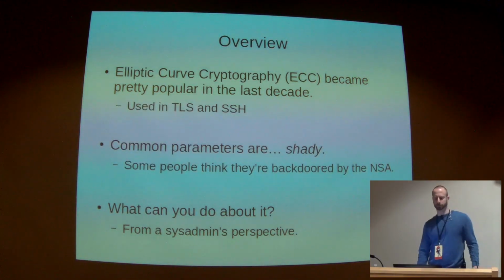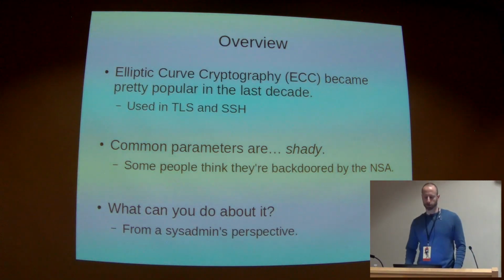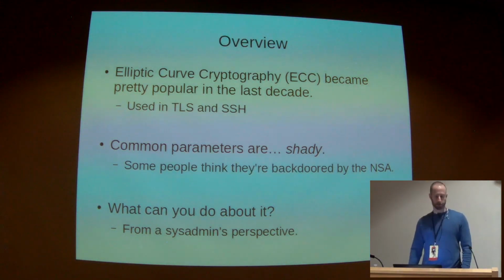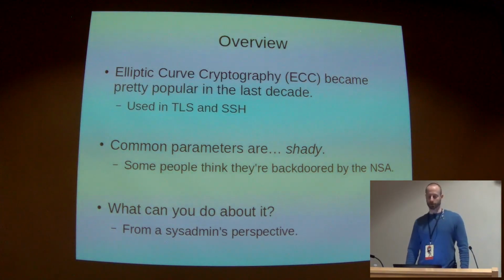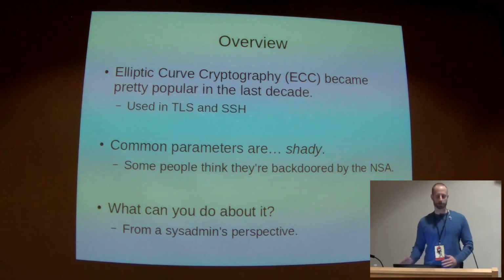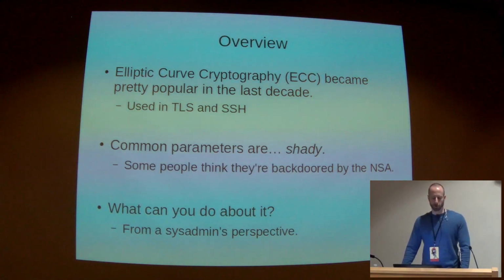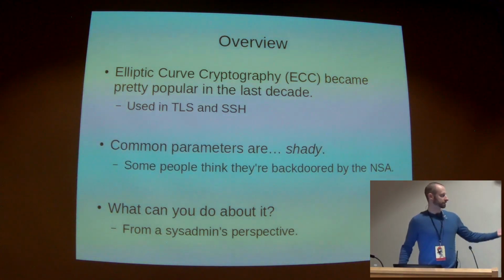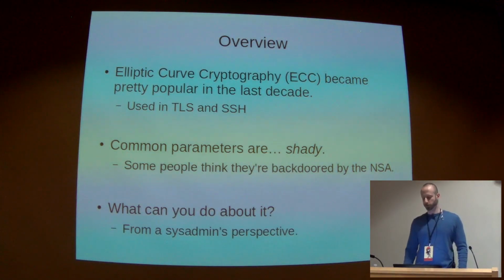So first, an overview. ECC, elliptic curve cryptography, has become pretty popular in the last decade. It's used quite a bit in TLS and somewhat in SSH. Common parameters in it are, let's say, shady. And some people think that they've been backdoored by the NSA. So I'm going to go into the history of what's happened, the timeline of how things were standardized. The punchline, though, is that last question: what can you do about it from a sysadmin's perspective?